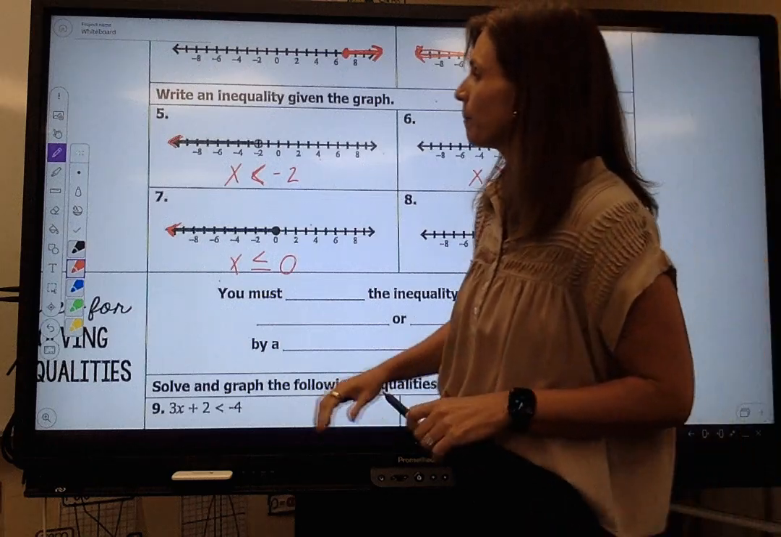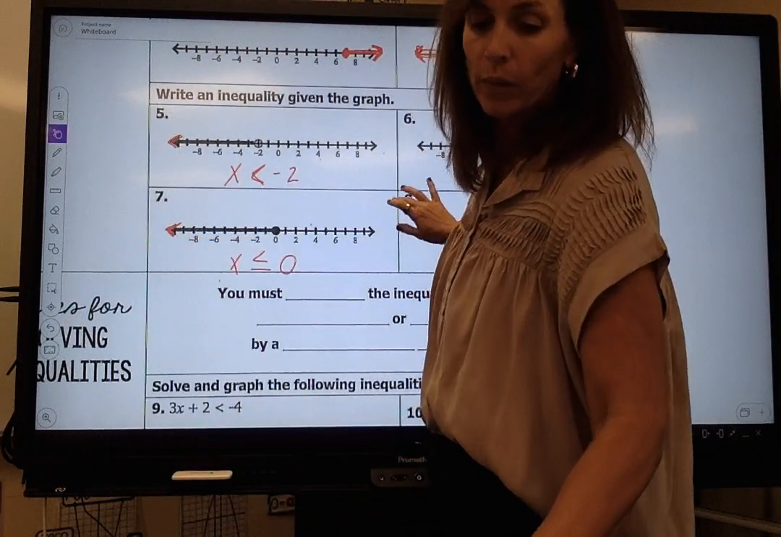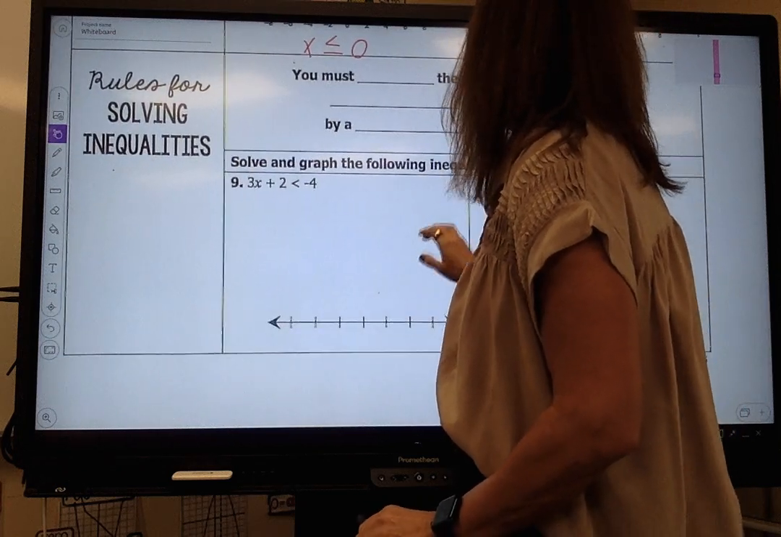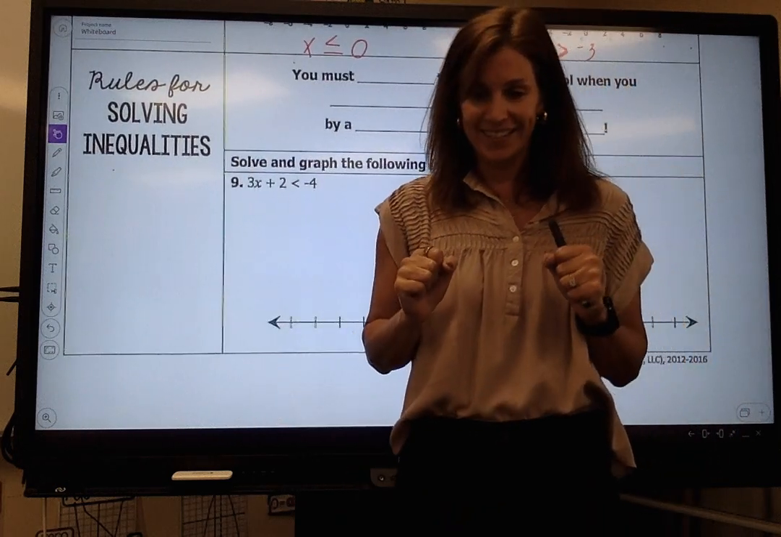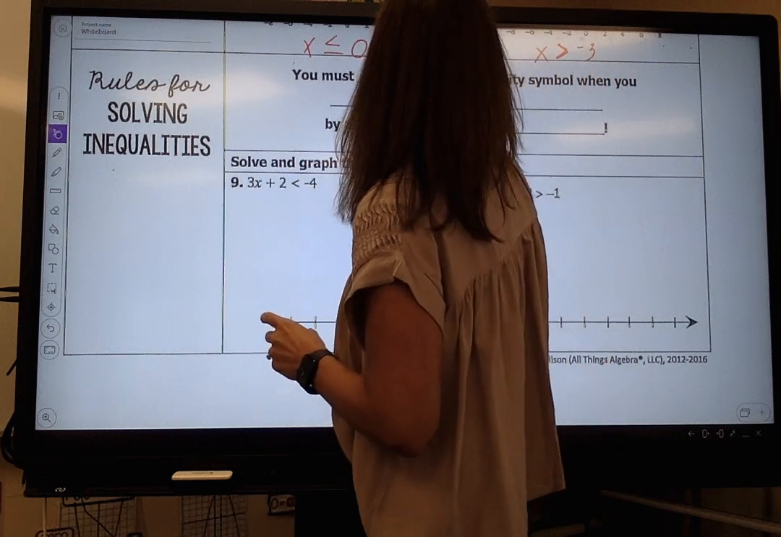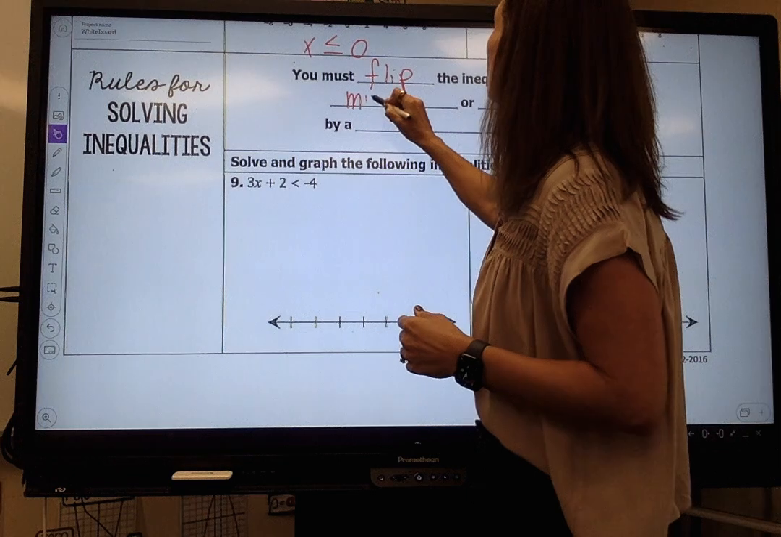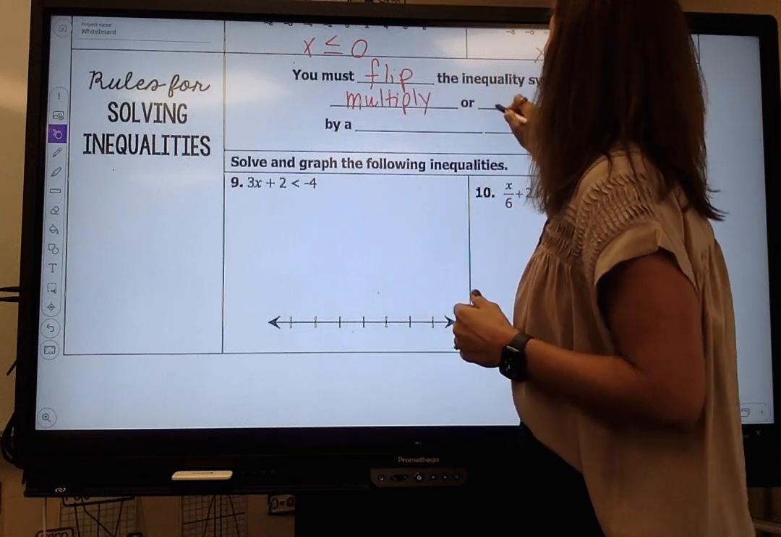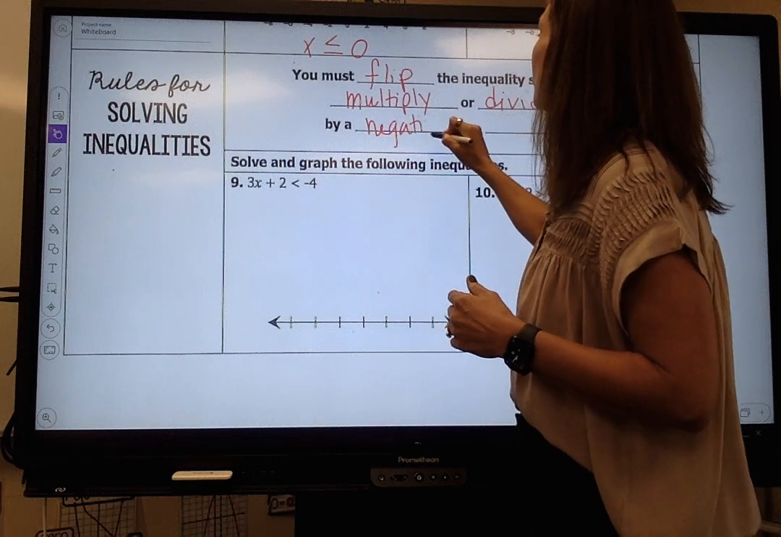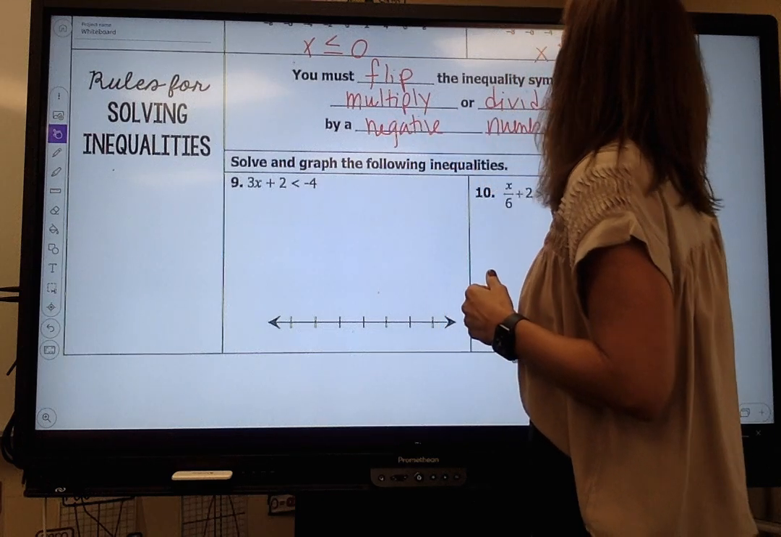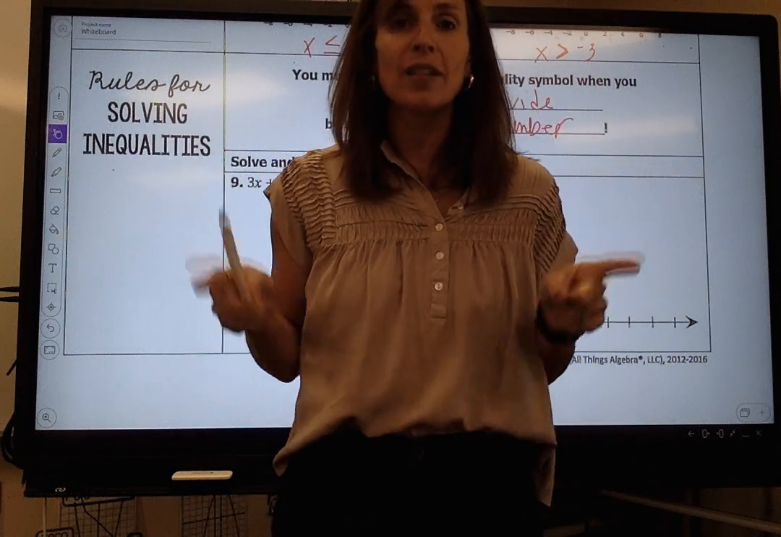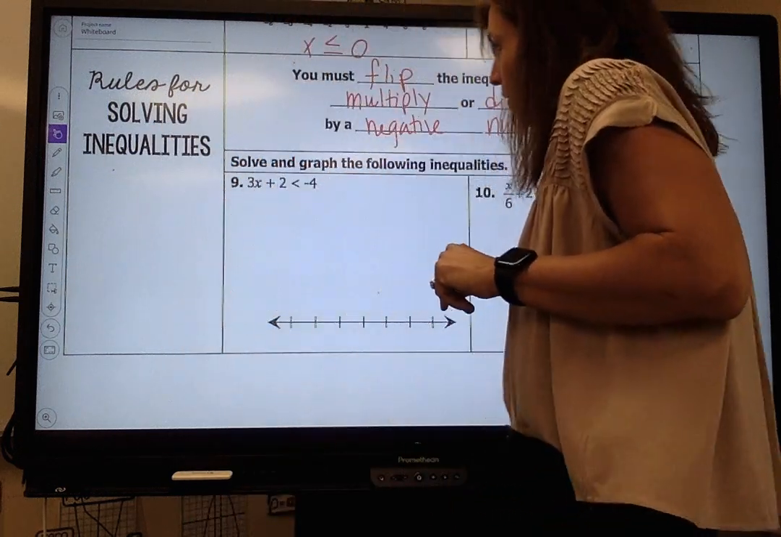Okay? All right. Let's look at the rules for solving inequalities. You must flip the inequality symbol when you multiply or divide by a negative number. You must, 100% of the time, flip your sign if you're multiplying or dividing by a negative number. Here's what that looks like.